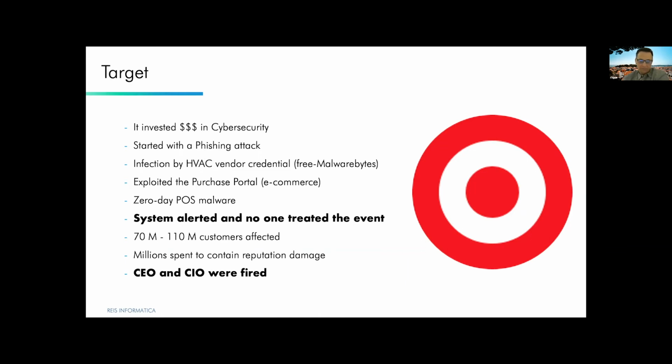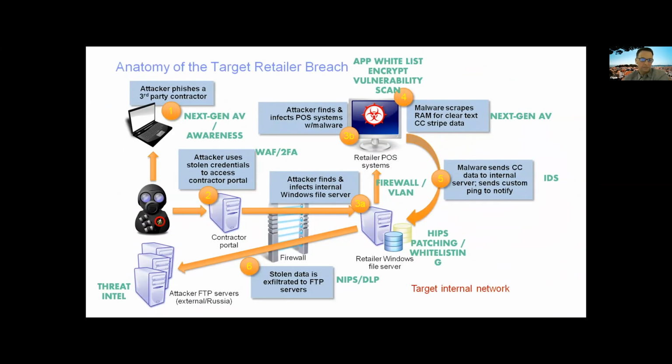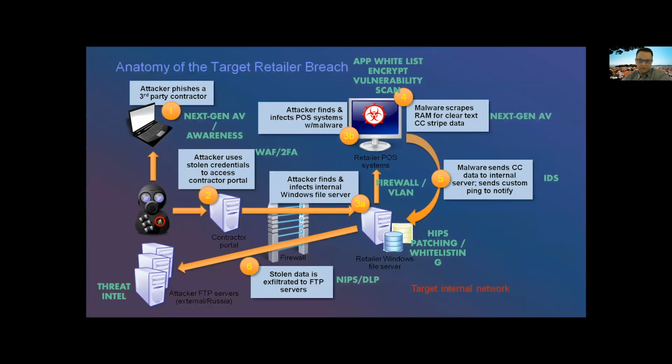As a result, their brand was tarnished. Lots of money was spent to fix their reputation. The CEO and the CIO, the Chief Information Officer, were fired. A very, very sad situation. So in this little diagram, I know it's a little busy, but it gives you the anatomy of what happened.